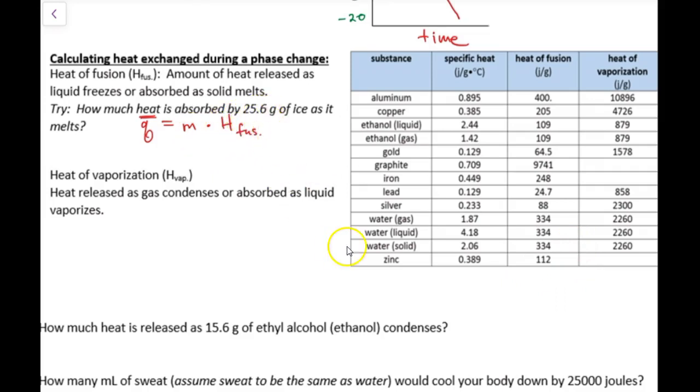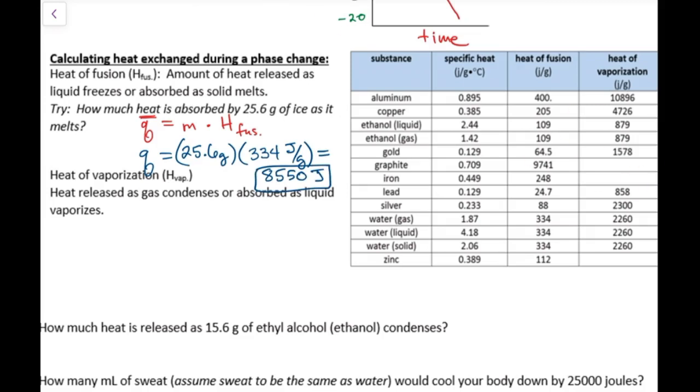So 25.6 grams of ice melting, if I wanted to know the heat, the Q, I would just say Q equals, my mass is 25.6 grams. My heat of fusion, I just go over to the table, and it looks like the heat of fusion for water is 334. Notice the unit is joules per gram. All right, and then we figure out our answer. And just simple multiplication. So this one is going to end up being 8,550 joules. Okay? Kind of a lot of heat for such a small mass.